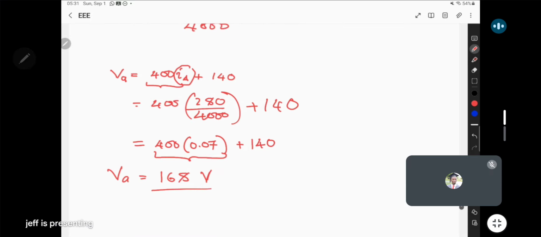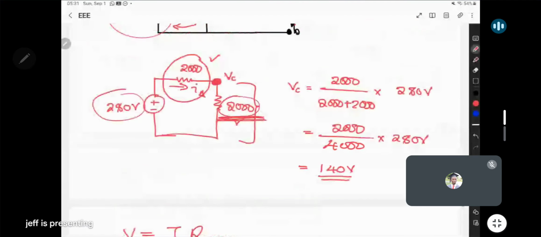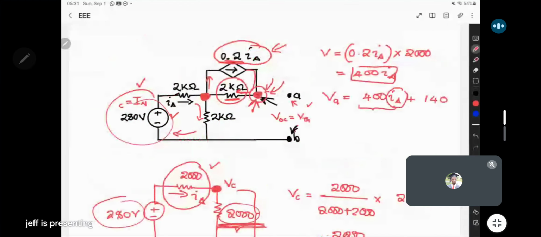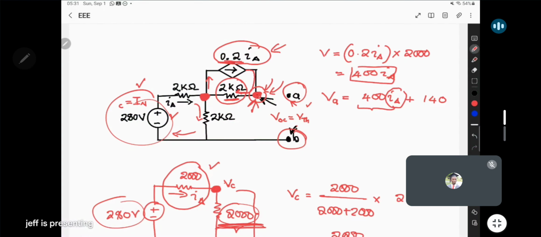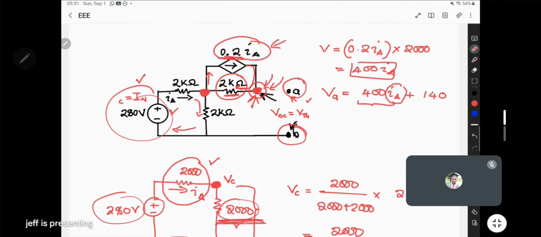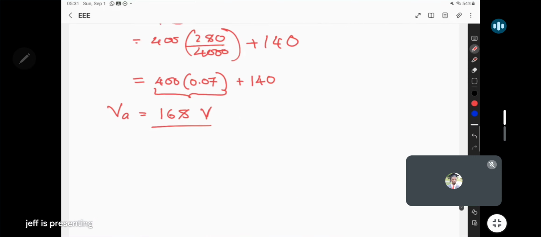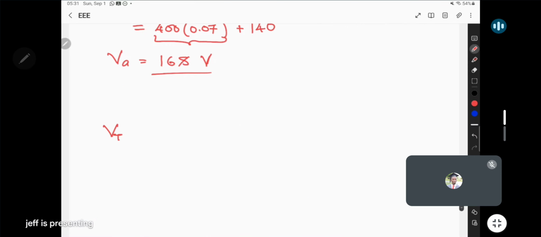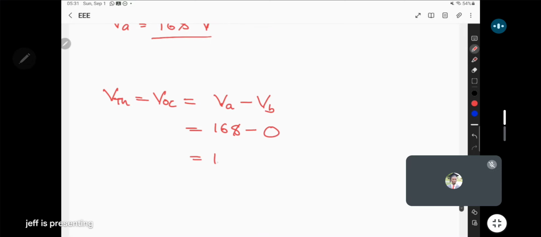So what does this imply? The potential at VA at this point is 168. This is at the bottom, so we'll take it as the ground, that is V0. So the voltage difference, which is our V Thevenin, which is equal to the V open circuit, is going to be the difference between VA minus VB. But VA has come out as 168, and VB is the ground, which is 0. So I can take our open circuit voltage as 168 volts.